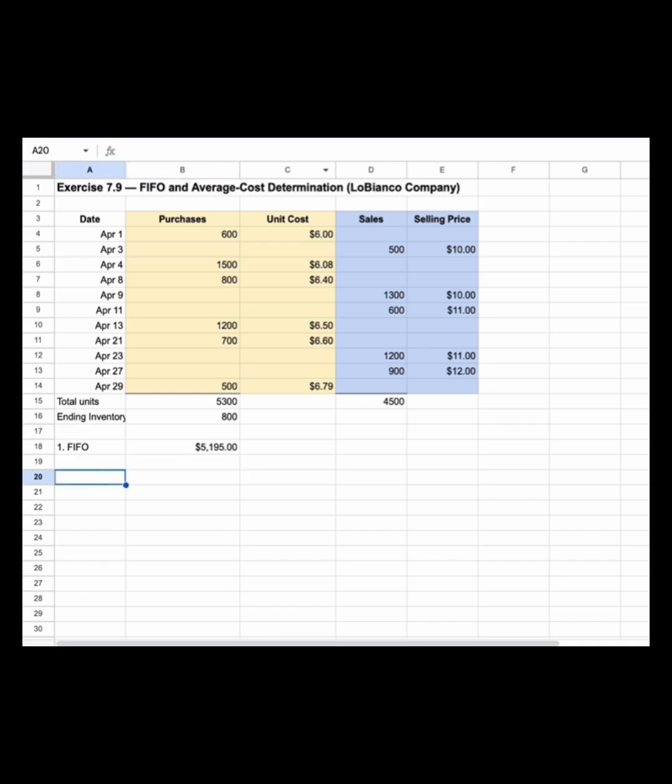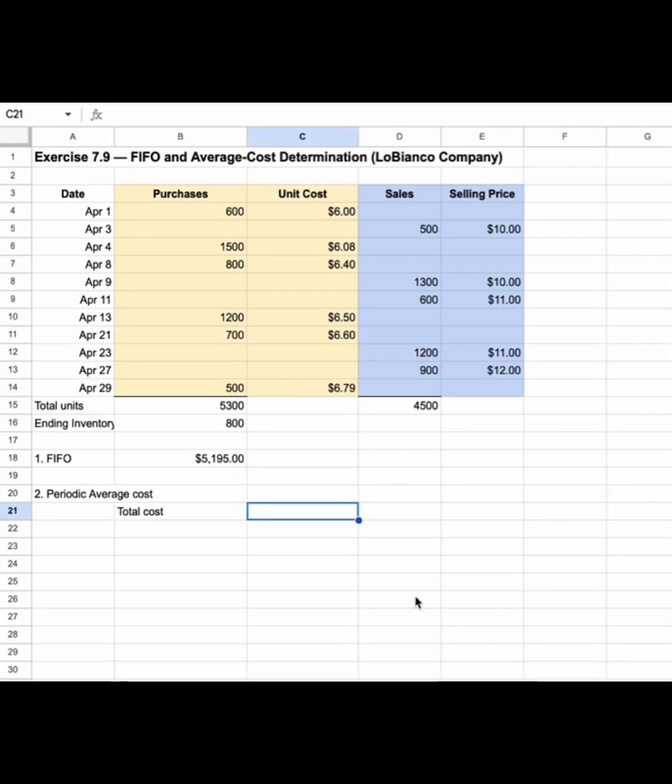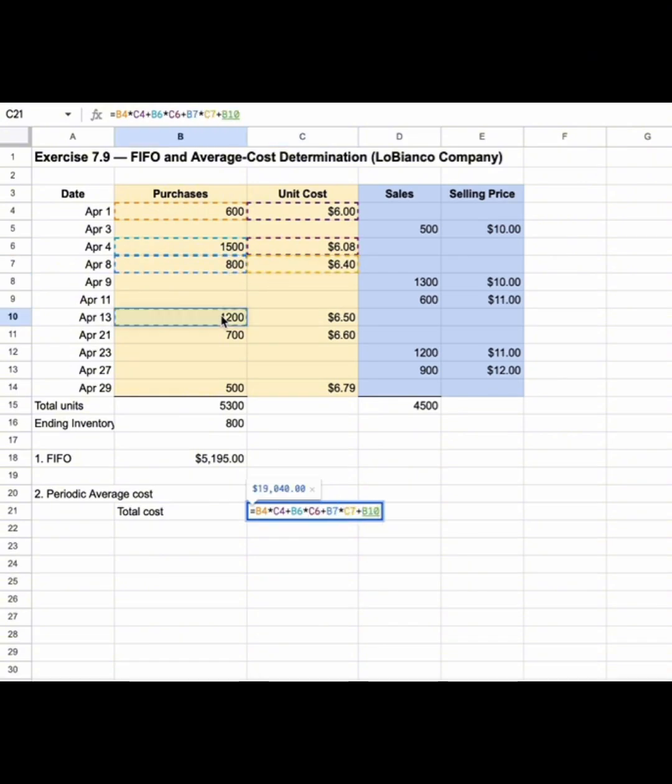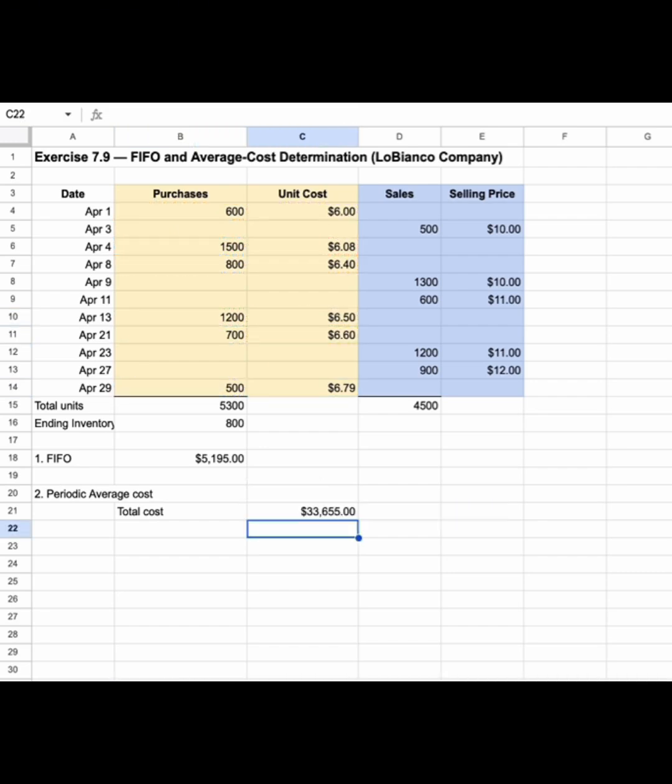Next is the periodic average cost method, where we calculate one weighted average cost for all goods available for sale. So the average cost per unit is $6.35, giving us ending inventory of $5,080.